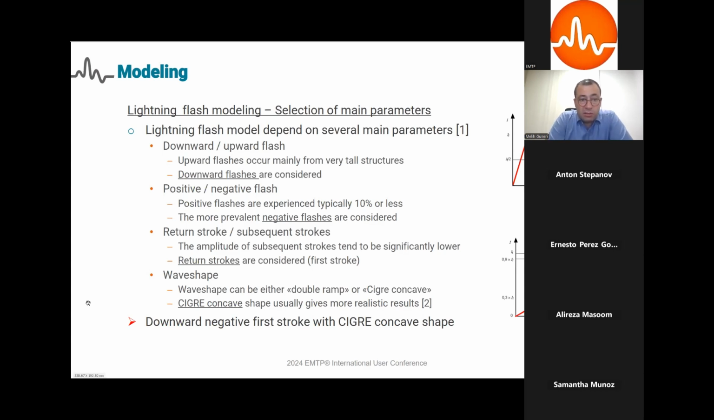Lightning flash model depends on several main parameters like downward or upward flash, positive or negative flash, return stroke or subsequent stroke, or wave shape.